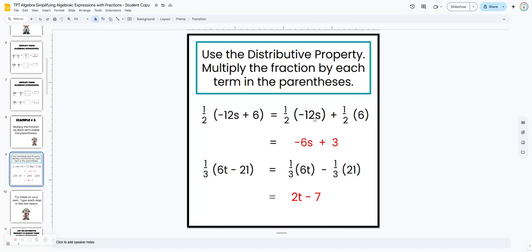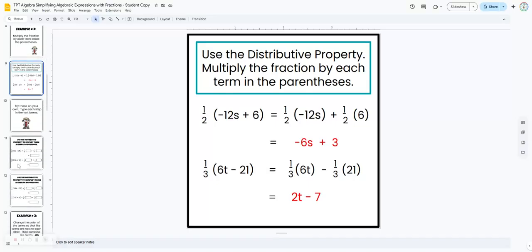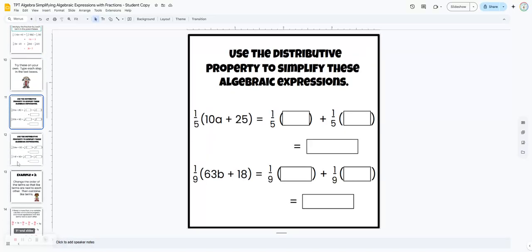If I multiply here, I'm going to get negative 12s over 2. And I can simplify this, negative 12 divided by 2, to negative 6. So negative 6s. Here, 1/2 times 6 gives me 3. And this is my answer. Same thing on the next one. I'm going to take 1/3 times the first term and subtract 1/3 times the second term. And students have 4 of these to practice.